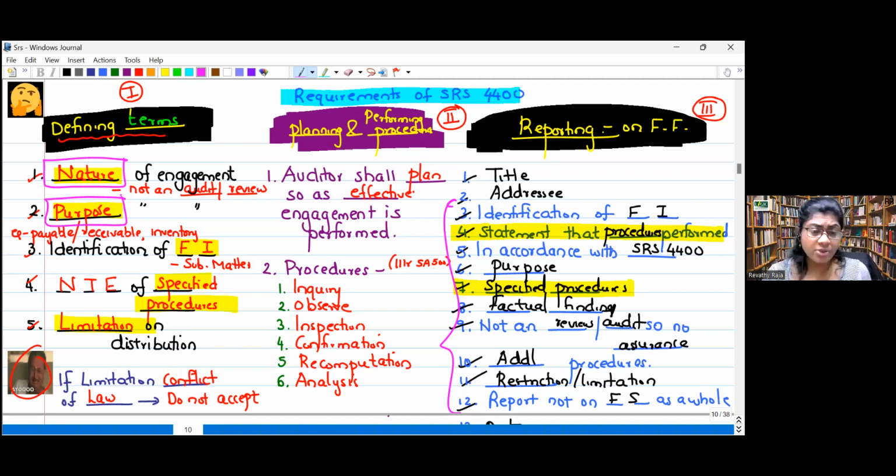Why are you doing it? Purpose. On what are you doing it? Subject matter, financial. On that, you will do specified procedures. But keep in mind, it is a limited distribution, not like an audit public report. If there is a conflict with law, don't accept. So guys, five points: nature, purpose, what is the subject matter, on top of that what are you going to perform, and limitations. Once this is okay, you will accept. If not, you won't accept.